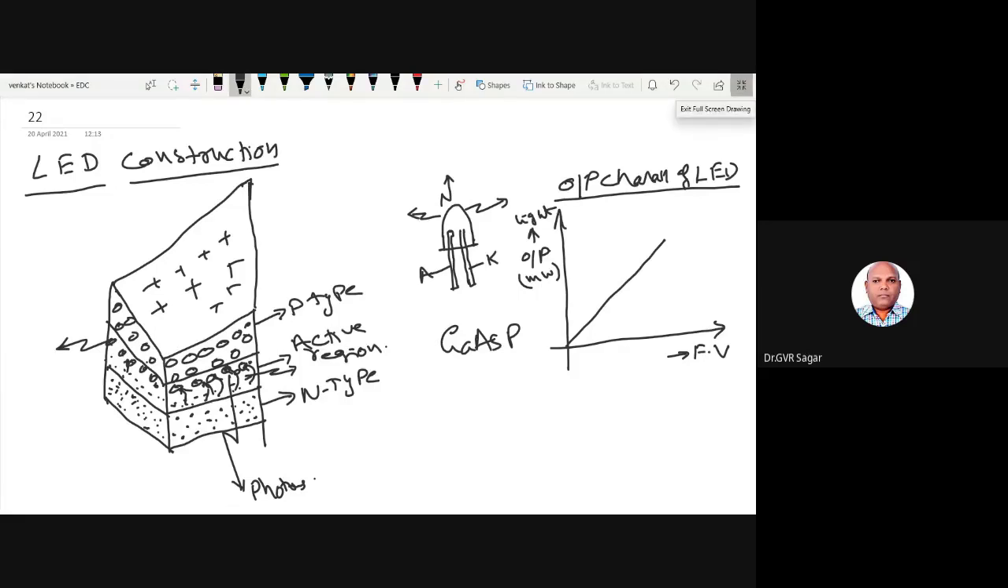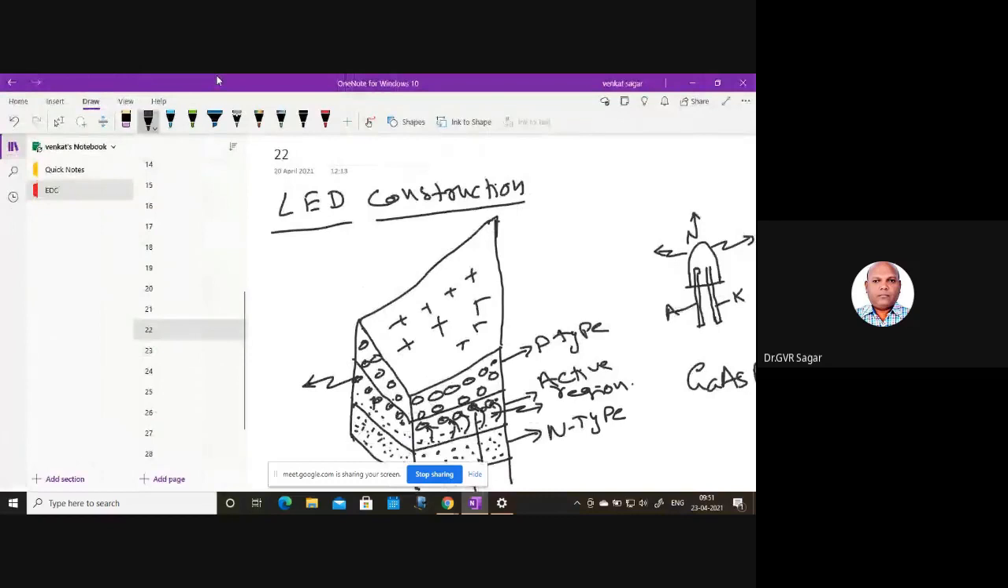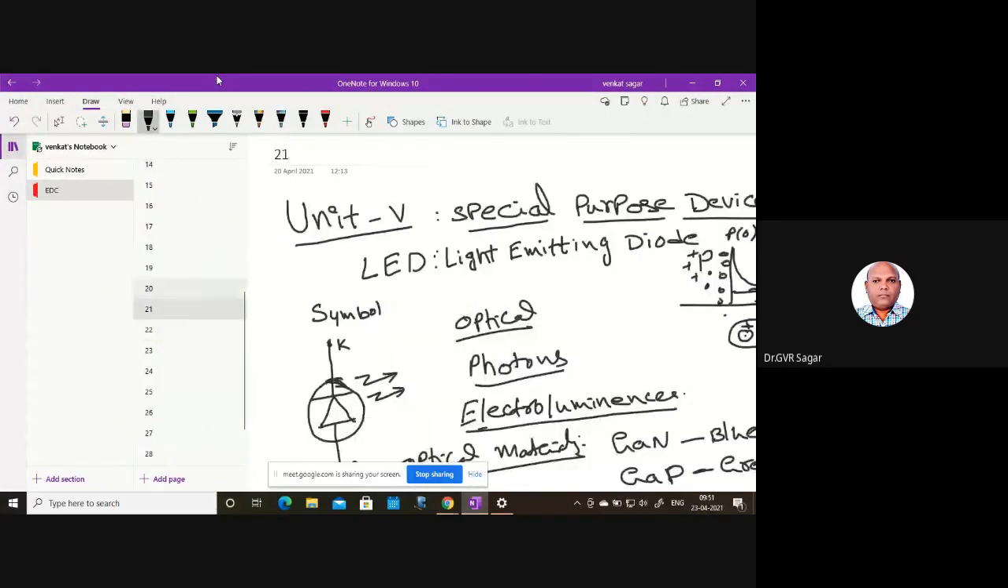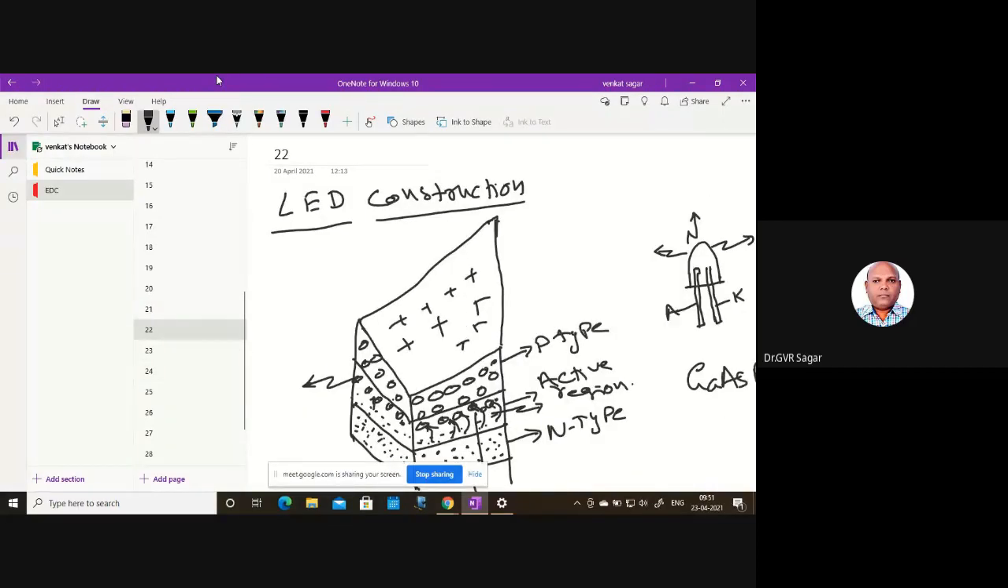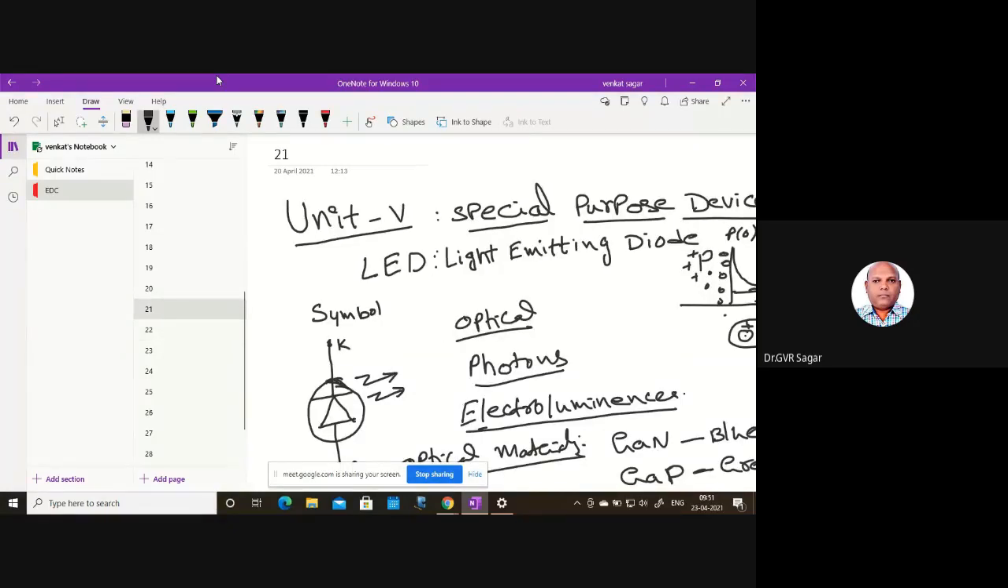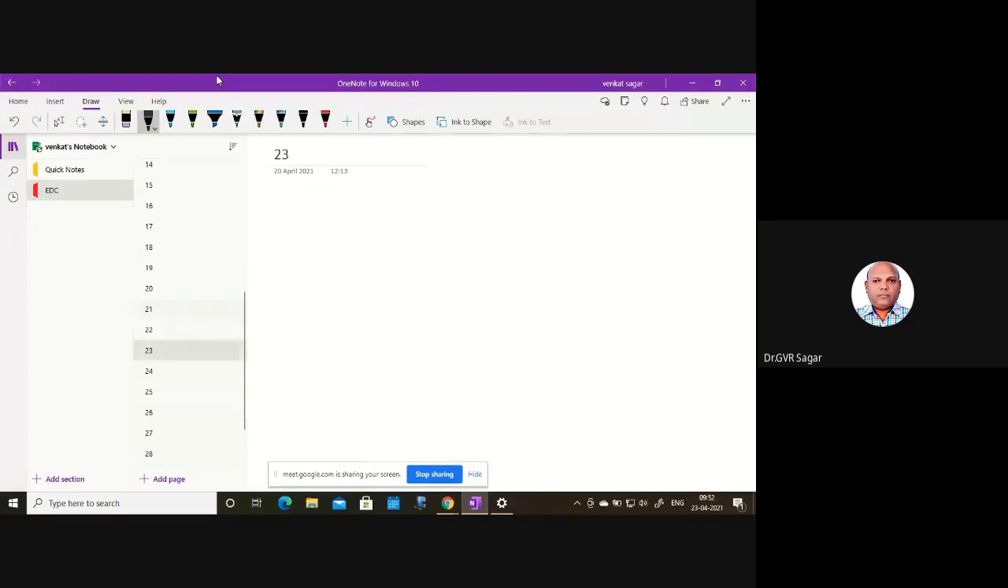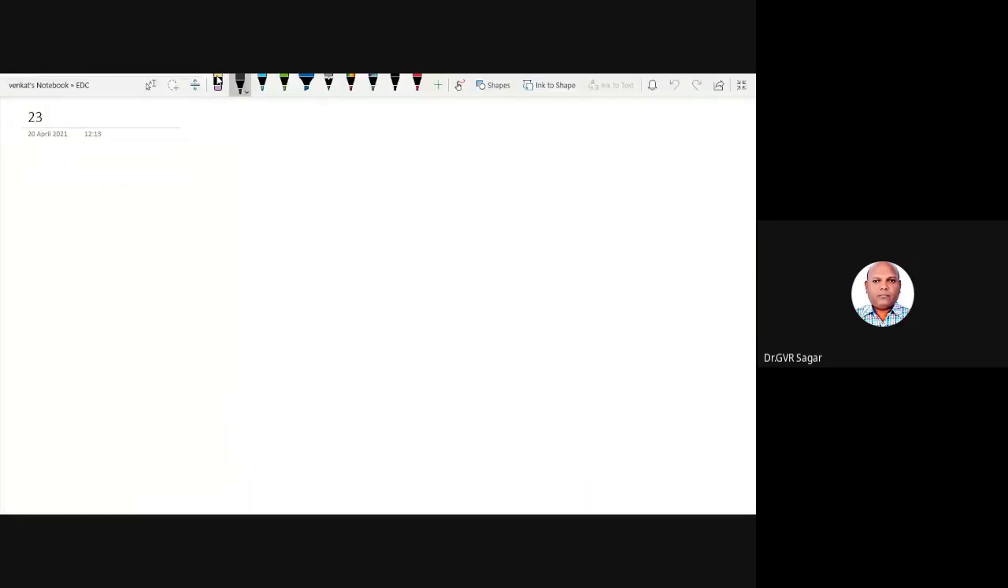Are you clear? Any doubts? So the light emitting diode symbol is like this. This is the symbol for the diode. The one I showed earlier is the physical symbol. And coming to the next one, the photodiode. Are you clear up to this? Any doubts on this?